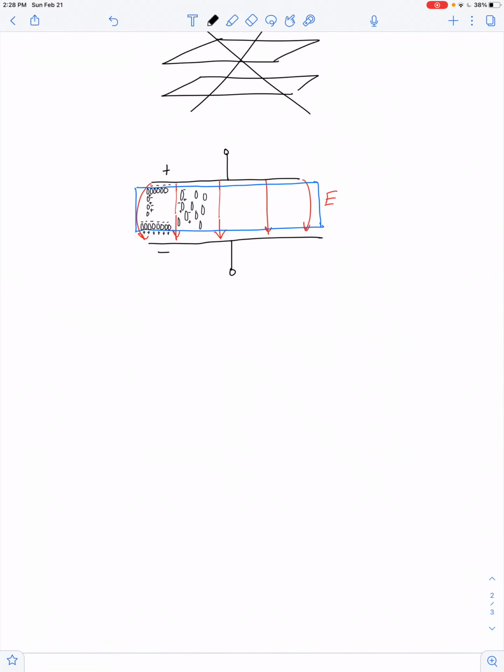So effectively, we have the positive capacitor plate and the negative capacitor plate, and the electric field associated with just the charge of those plates.